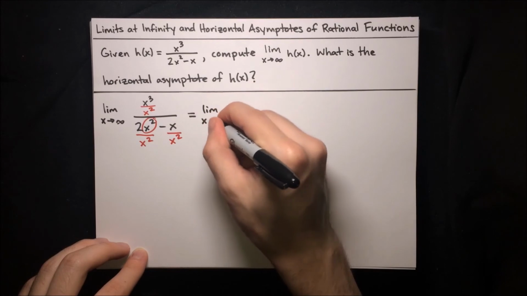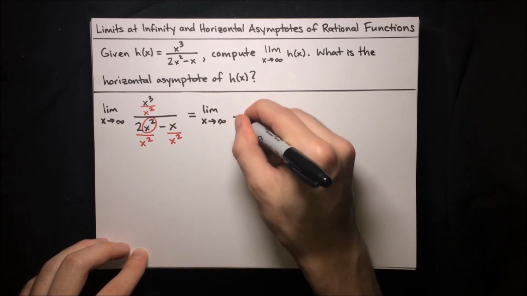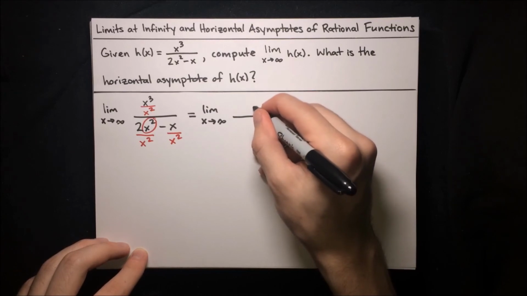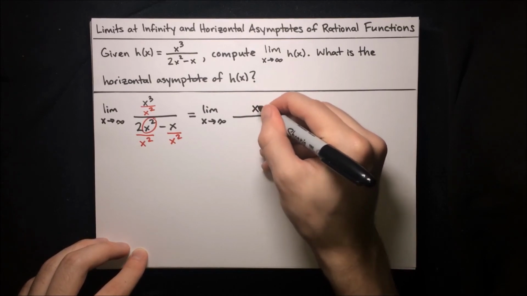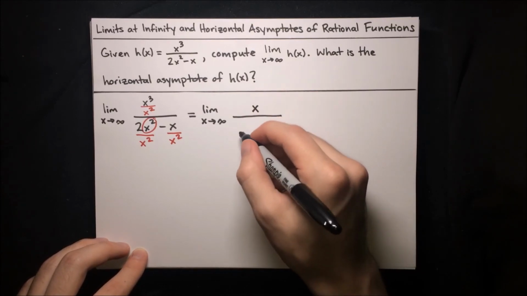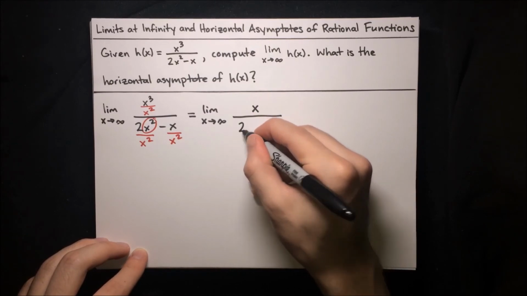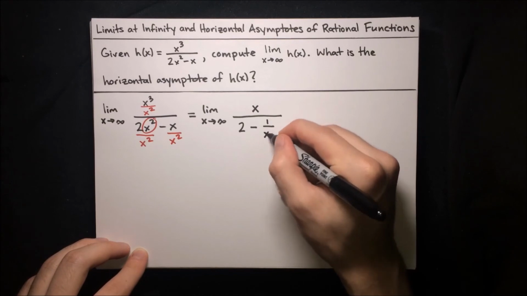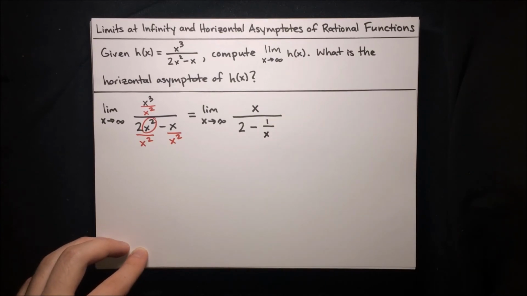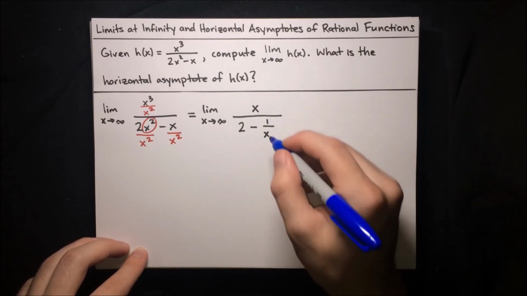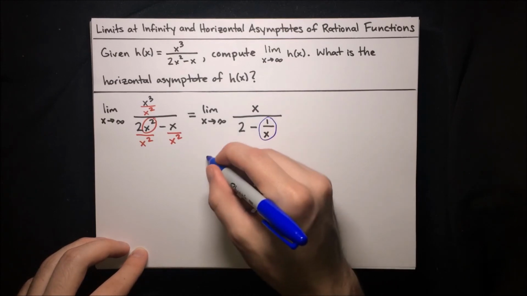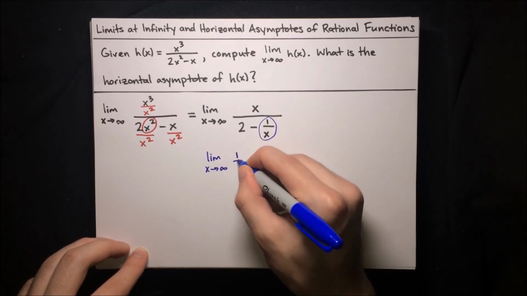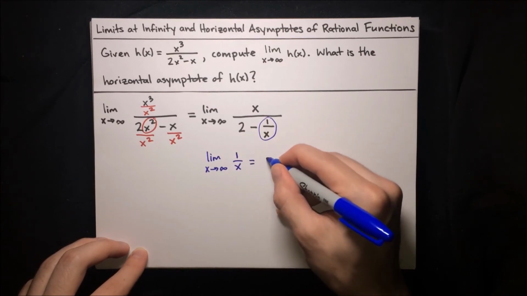So this becomes limit as x approaches infinity of, in the numerator, we just have that x cubed over x squared, that's just x. And then in the denominator, 2x squared over x squared, that's just 2. Then minus x over x squared, that's just 1 over x. And now looking at these leftover terms, we see, first of all, for this 1 over x term, we know that the limit as x approaches infinity of 1 over x is, well, just 0.